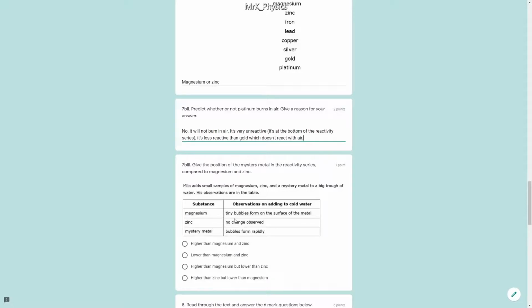So if zinc had no change when it was dropped in to the water, mystery metal, which does appear to show bubbles, is going to be more reactive than the zinc. But we've got tiny bubbles for magnesium, and we've got rapidly forming bubbles for the mystery metal. Therefore, the conclusion we can come up with is that it is higher in terms of reactivity than magnesium and zinc.